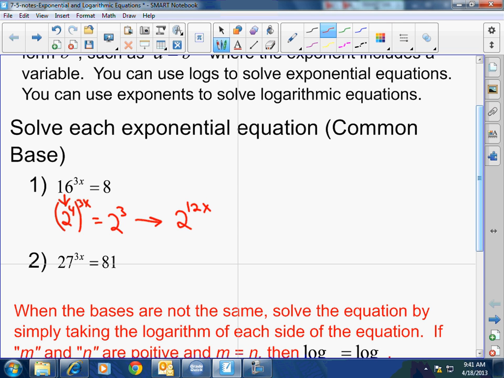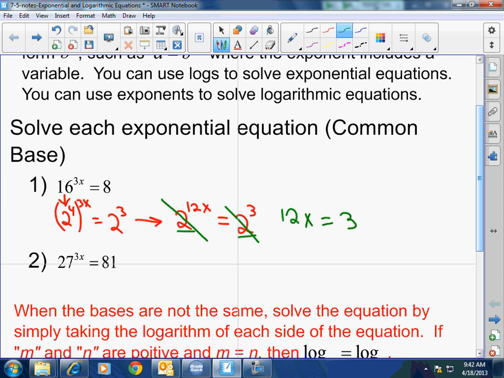How did I do that? Because when I raise a power to a power, I multiply the powers, and I keep the base, and that equals 2 cubed. Now, here's a law, or this is what happens: if two numbers with the same base are equal, then their exponents are equal. So since the base of 2 and the base of 2 are equal, they go away, and I have 12x equals 3.